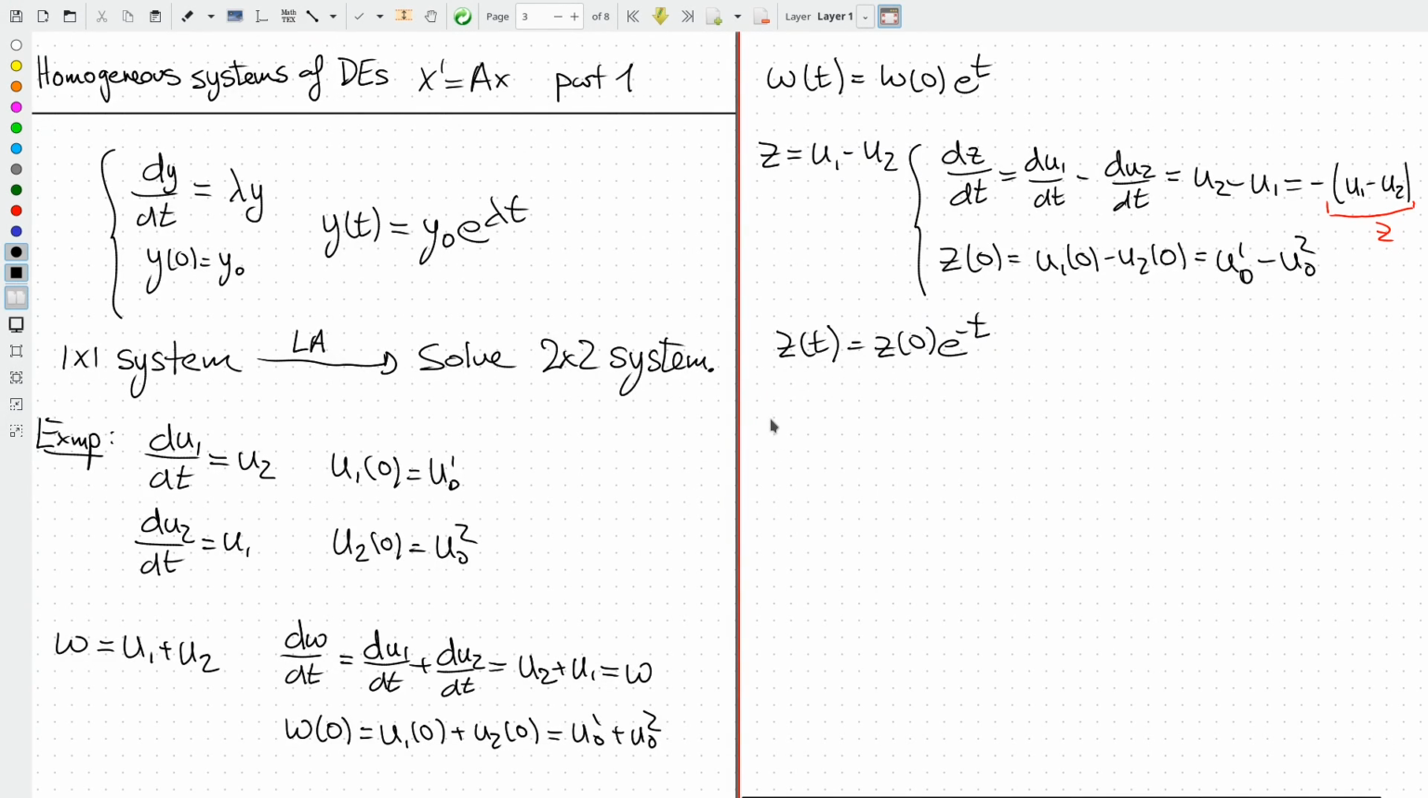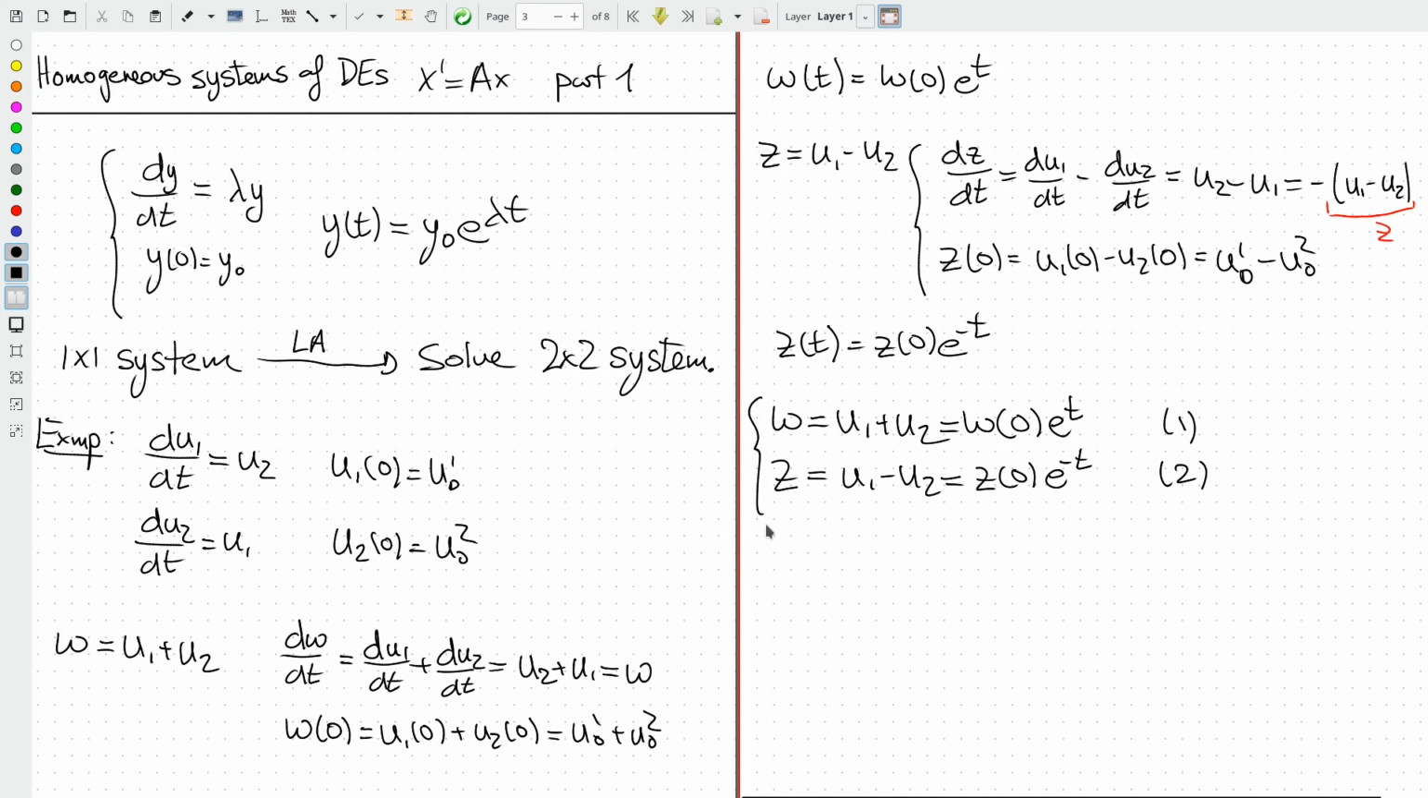Having found solutions for w and z, we now want to rewrite these solutions to obtain solutions for u1 and u2. Let's recall that w is the same as u1 plus u2, and this we found equals w0 e to the t, and similarly that z equals u1 minus u2, and that equals z at 0 e to the negative t. Let's call this equation 1 and this equation 2. Now I want to solve these two equations to find an expression for u1 and an expression for u2.